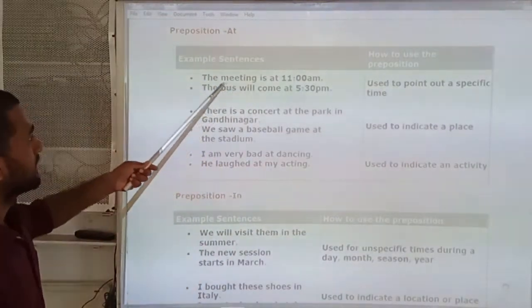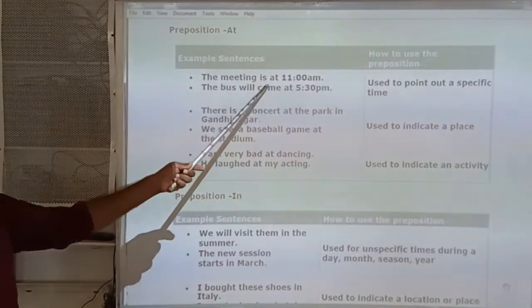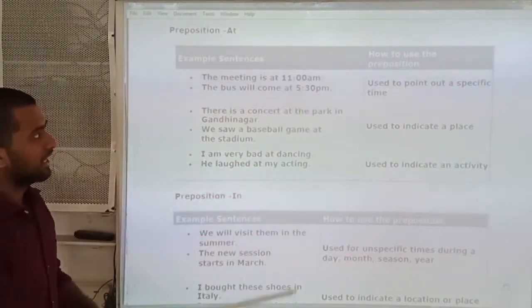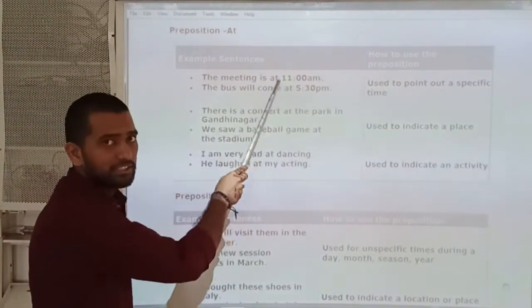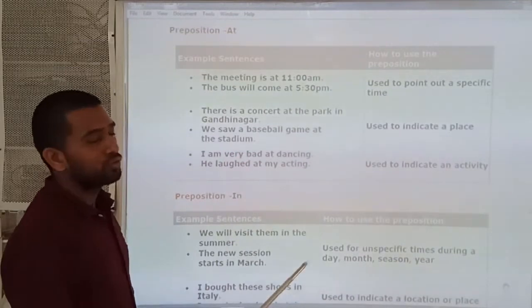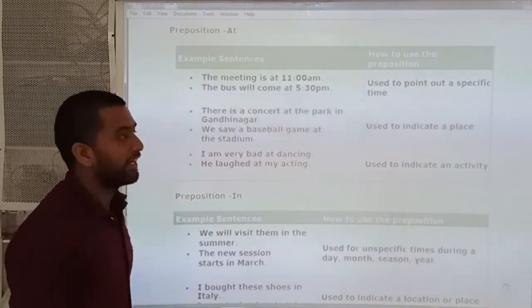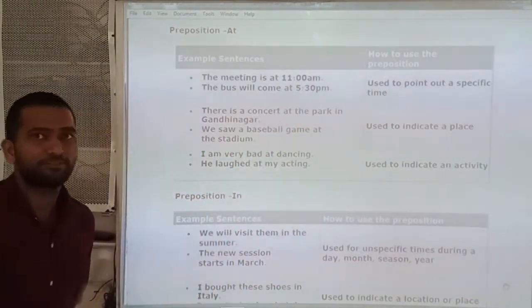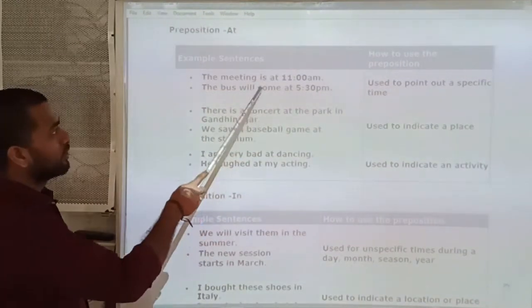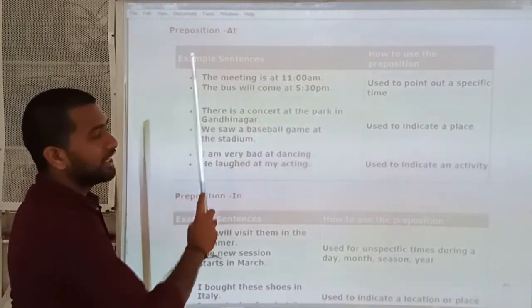So once we go through the examples now, the meeting is at 11 a.m. 11 a.m. is the exact time, yes or no? It is an exact time. So it is a specified time. When you see sentences with these types of specified times, you need to put the preposition at.